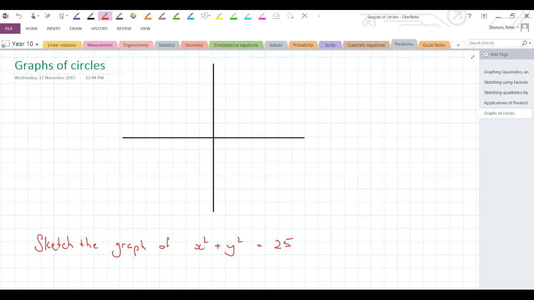Okay, I'd like to have a look here at graphing equations that look like this: x squared plus y squared equals, in this case, 25, but that can be anything. But specifically, I want to have a look at what happens when we have this business going on.